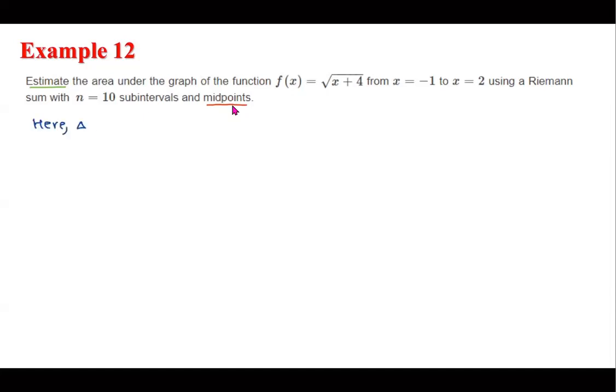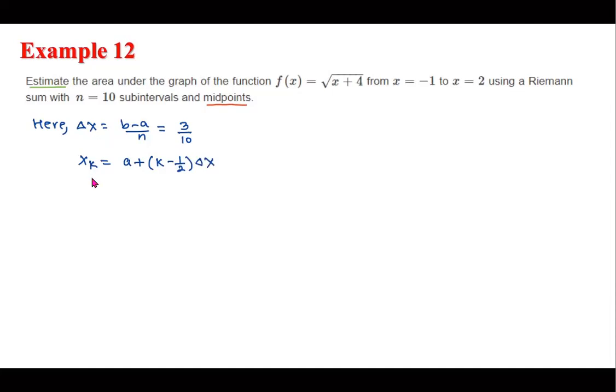Delta x is the same. Delta x is b minus a over n. So here, b minus a means 2 minus negative 1. That's 3. 3 divided by 10. So delta x is 3 over 10. Next, we need to find xk. Xk is equal to a plus k minus half, since this is the midpoint, times delta x.